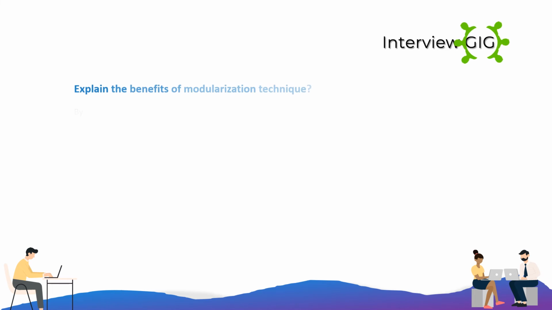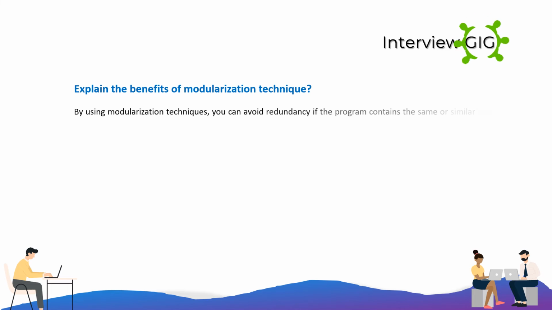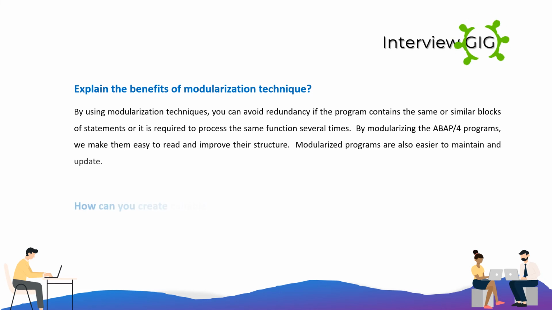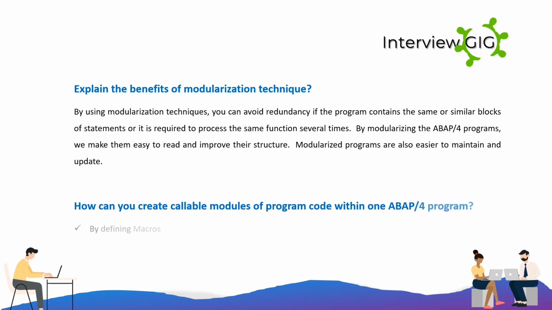Explain the benefits of modularization technique. By using modularization techniques, you can avoid redundancy if the program contains the same or similar blocks of statements or it is required to process the same function several times. By modularizing the ABAP/4 programs, we make them easy to read and improve their structure. Modularized programs are also easier to maintain and update. How can you create callable modules of program code within one ABAP/4 program? By defining macros. By creating include programs in the library.